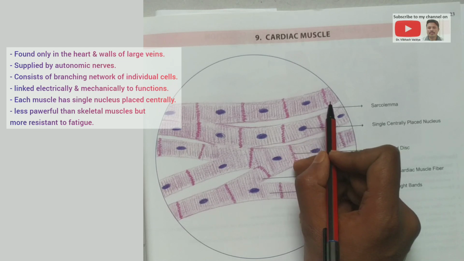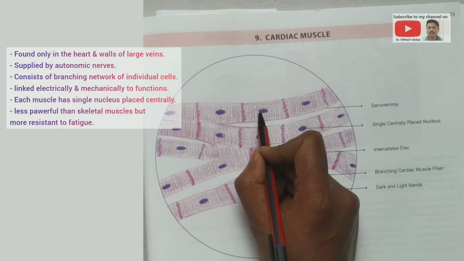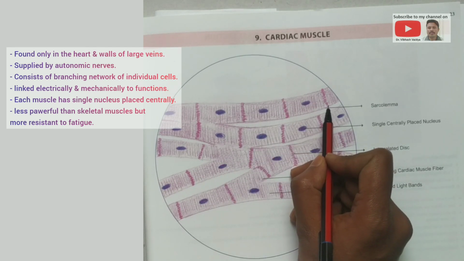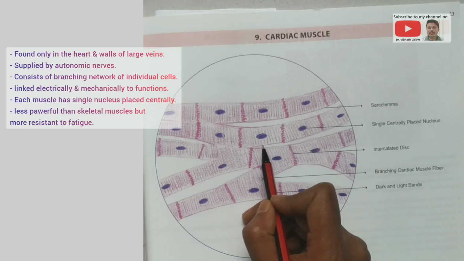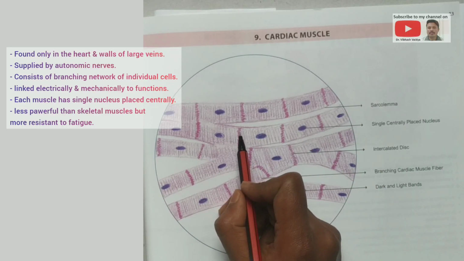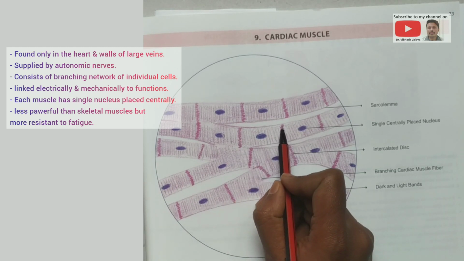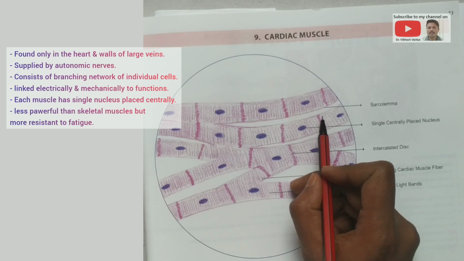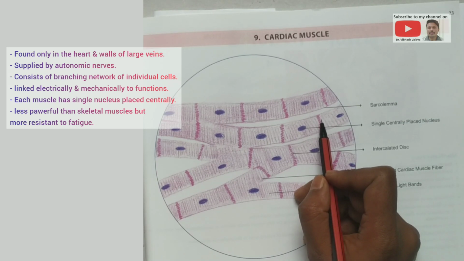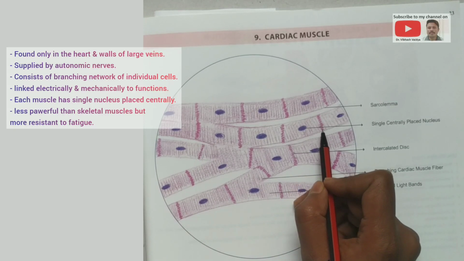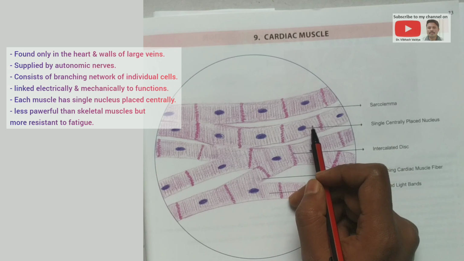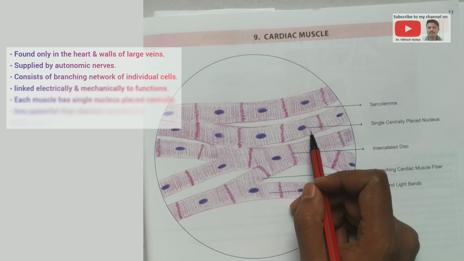Each muscle fiber of the cardiac muscle contains only a single nucleus, which is placed centrally, and you can also appreciate here that the muscle fiber of the cardiac muscle is subdivided by these intercalated discs. Cross striations are less prominent. The cardiac muscle is less powerful than skeletal muscle but more resistant to fatigue. The cardiac muscle is intrinsically capable of automatic and rhythmic contraction.